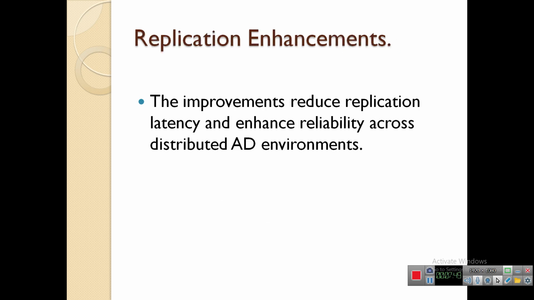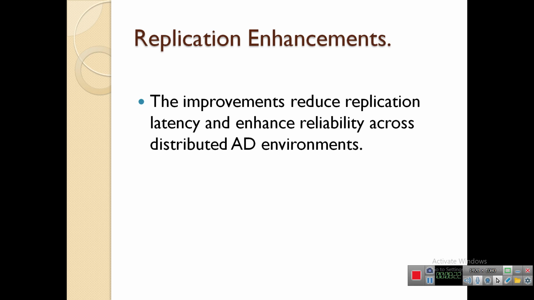Now next we have replication enhancements. Same thing we already talked about. There is reduced replication latency and enhanced reliability across distributed AD environments. They have some latency reduction in replication now. We can define the bandwidth as well in Active Directory replication. Imagine my replication is running in the Active Directory environment, and I want to define my bandwidth: I want only 1 Mbps or 2 Mbps, not more than that. So we can do that as well.